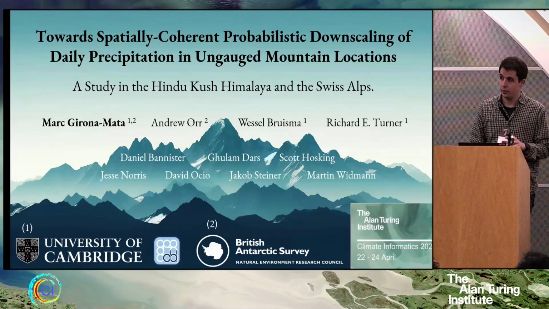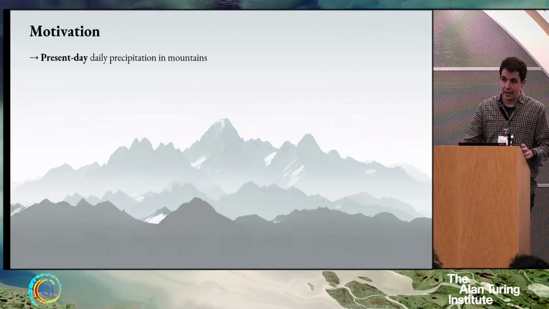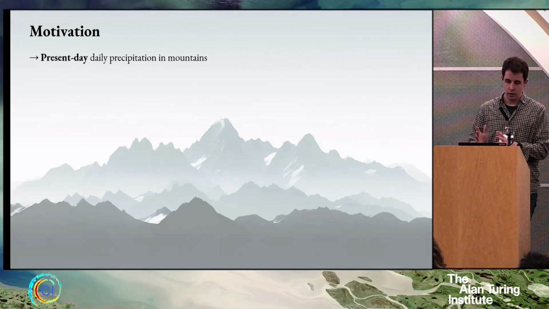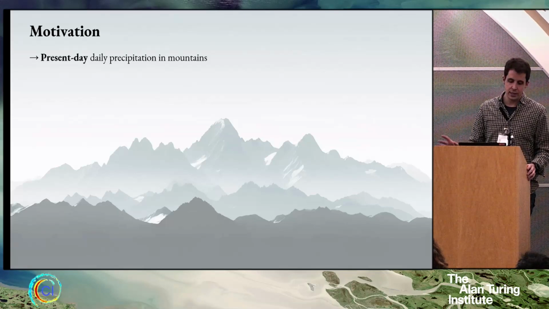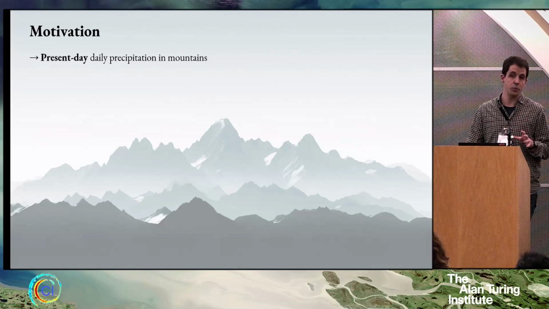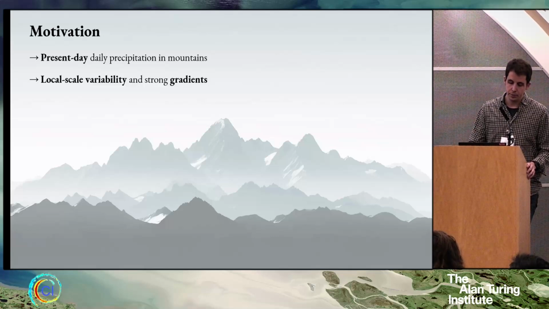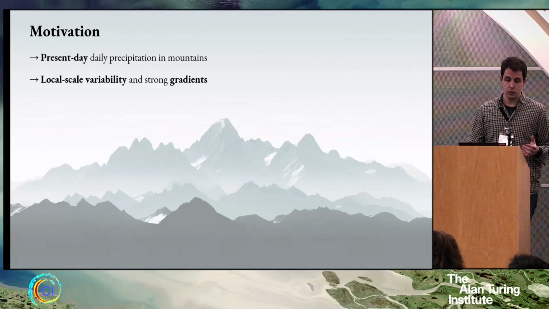I'm a PhD student at the University of Cambridge and the British Antarctic Survey. Kenza has done an excellent job motivating why understanding precipitation in mountain regions is very important. So I'll try and focus on the specifics of my problem. We're looking here into present day precipitation, and daily precipitation is distributionally a bit different than monthly precipitation in how it behaves, and there are different challenges. Daily precipitation in mountains is subject to very local scale variability and very strong gradients.